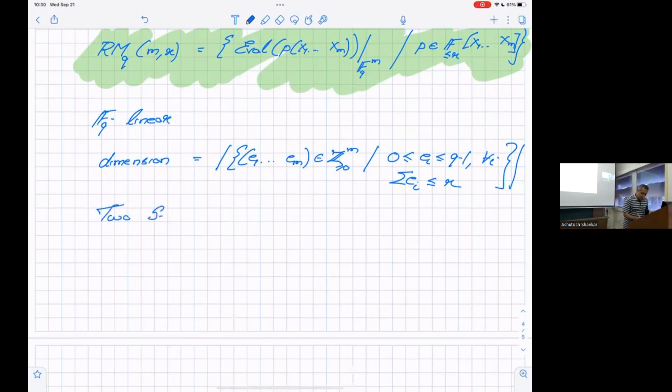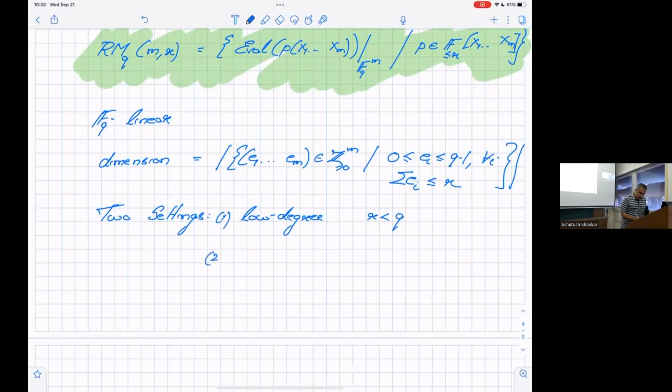So the two settings we will see are the following. One is the low degree setting, where R is less than Q. So basically, if R is less than Q, then it is only the last condition; the first condition can be dropped off. So it's easier to do. That's one setting.